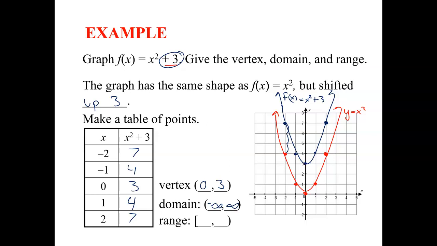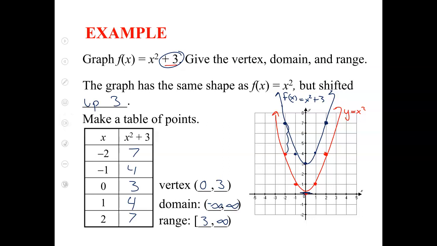The range will change depending on our transformation. So the range of my parent function is from 0 to infinity. But now I transformed it. My lowest value isn't at 0 anymore. What's my lowest value now? 3. So when I shift it up, when I do a transformation up, my range also goes up. And that lowest value changes.